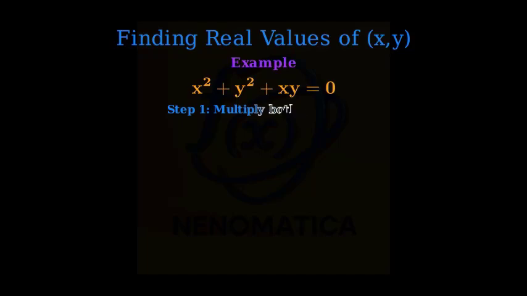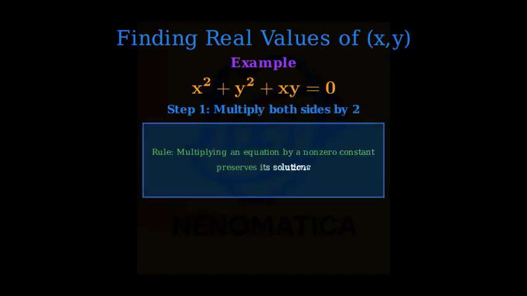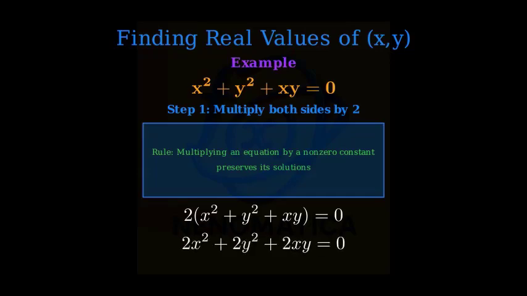The first step is to multiply both sides of the equation by 2. We're using the rule that multiplying an equation by a non-zero constant preserves its solutions. We get 2 times the quantity x squared plus y squared plus xy equals 0. This simplifies to 2x squared plus 2y squared plus 2xy equals 0.